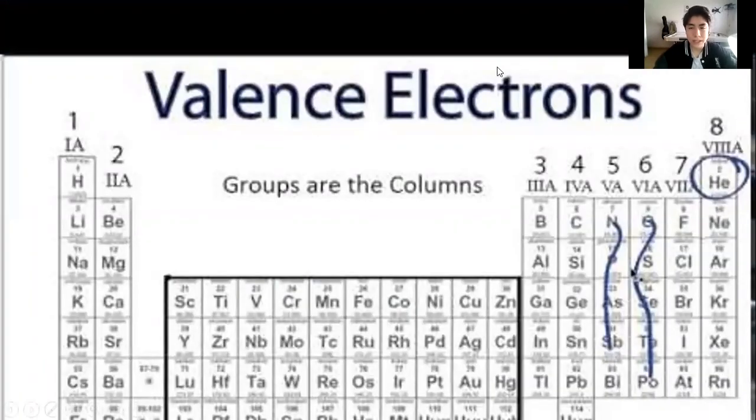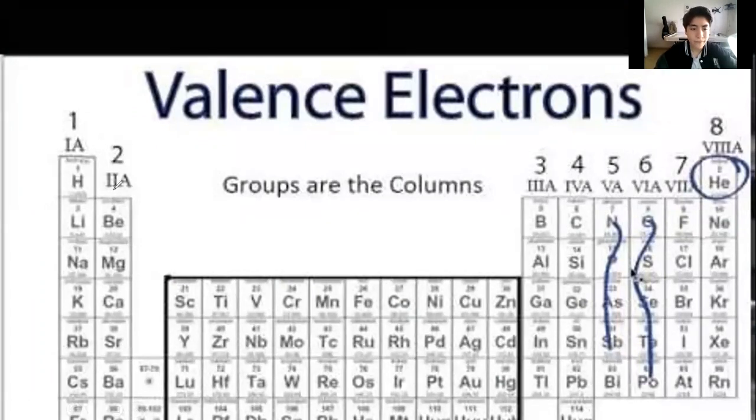How can we see the valence electrons and know how many valence electrons an element has? Well, very easy. The valence electrons are determined by these Roman numerals in the upper part of the periodic table. The elements in the same group share the same quantity of valence electrons. For example, hydrogen, lithium, beryllium, and magnesium all share the same amount of valence electrons. And that's how we determine the valence electrons.